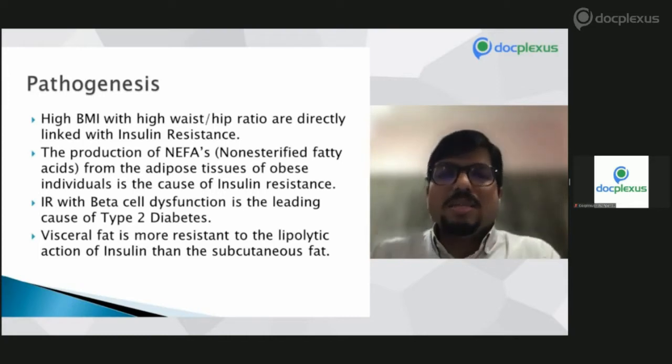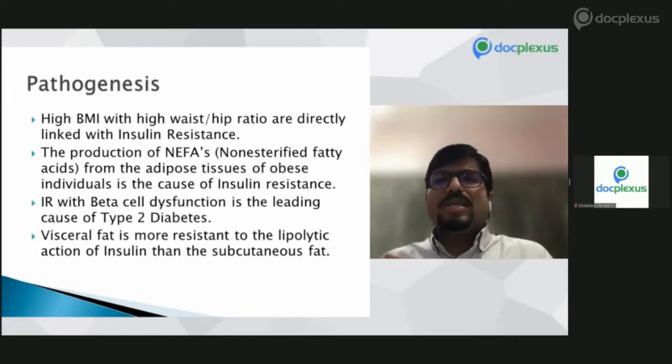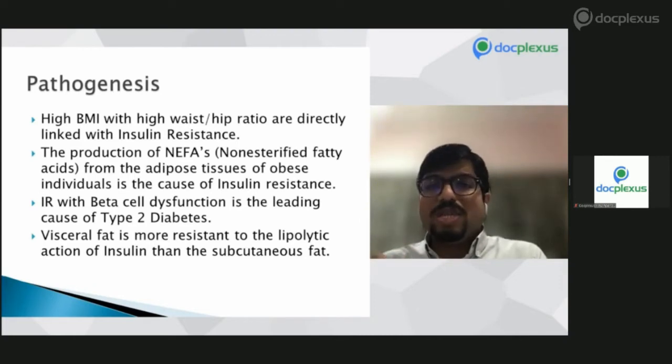So the biggest pathogenesis is insulin resistance. The production of non-esterified fatty acids, which is NEFA, from the adipose tissues of obese individuals is the cause of this insulin resistance primarily. So insulin resistance with beta cell dysfunction is again the leading cause of type 2 diabetes.